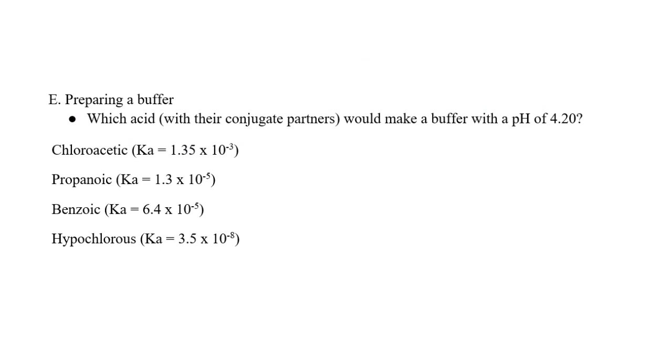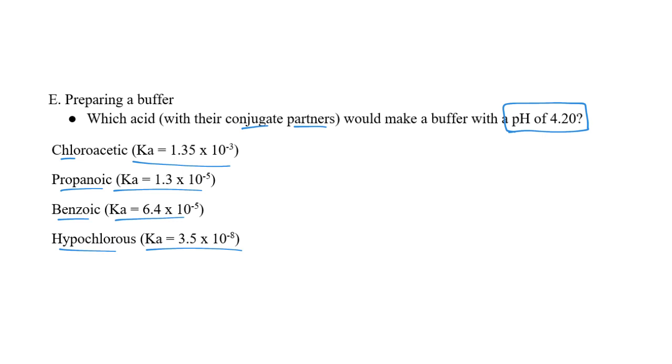And the last thing in this section, this is going to make Wednesday so much better because we're going to have all this done and we can just write equations on Wednesday, is this type of question. You might see a question where it says a student or whoever needs to prepare a buffer that has a certain pH. In this example, it says which acid, and we've got these 4 acids: chloroacetic, propanoic, benzoic, hypochlorous. Which of these 4 acids, with their conjugate base partners making a buffer, would make a buffer with a pH of 4.2? And we're given Ka values of all 4 of these acids.